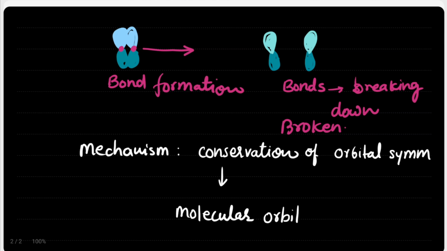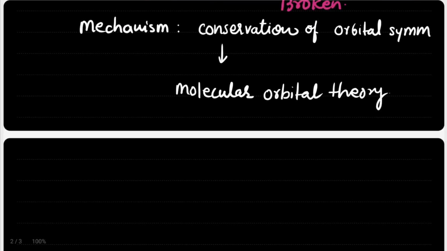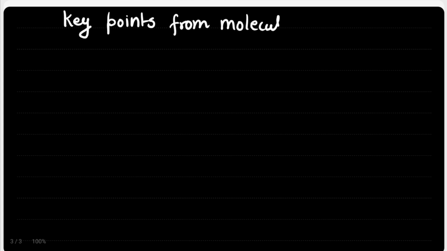Alright. So let us see some key points for pericyclic reactions from molecular orbital theory, one by one. So here are some key points from molecular orbital theory. Let us see them one by one. So the first point.